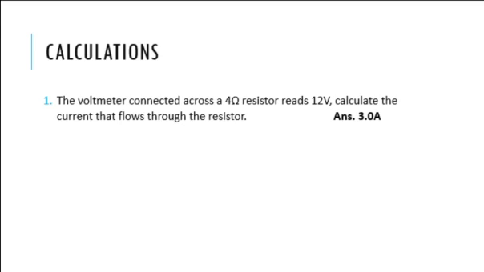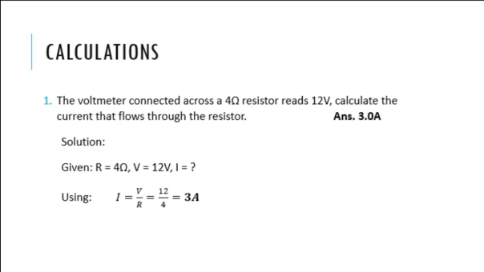Okay, let's look at what we are given in the question. We are given R to be 4 ohm, and V to be 12 volts. We are looking for the current I. The formula to be used is I equals V over R, where V is 12 and R is 4. 12 over 4 gives 3 amperes, and that is the answer to the question.